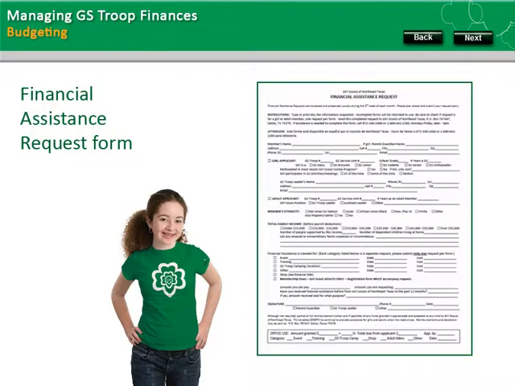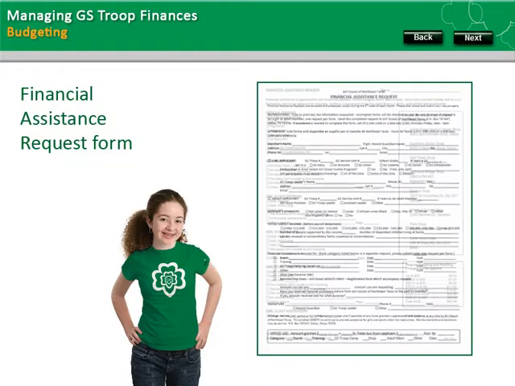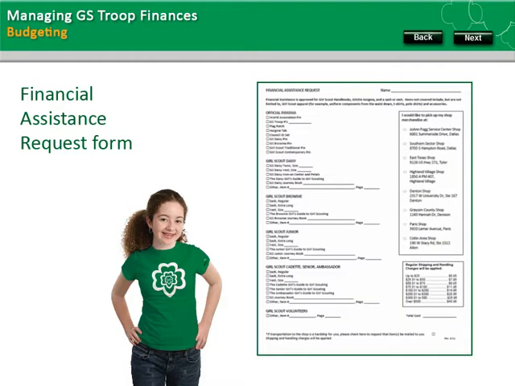Other financial assistance for girls may be requested, such as event costs, troop camping costs, and uniform and program book costs. Some financial assistance is available for adult volunteers, such as adult membership and training costs. Volunteers must be serving in troop leadership or troop cookie manager positions to be eligible.